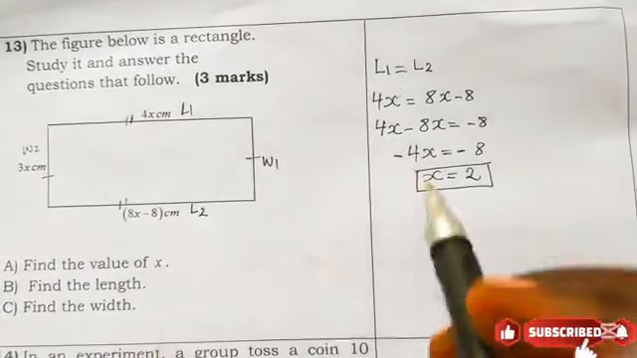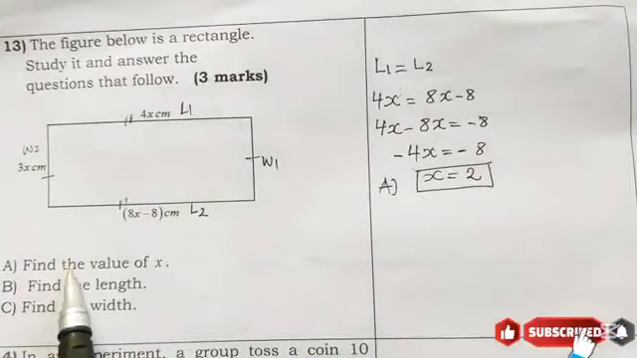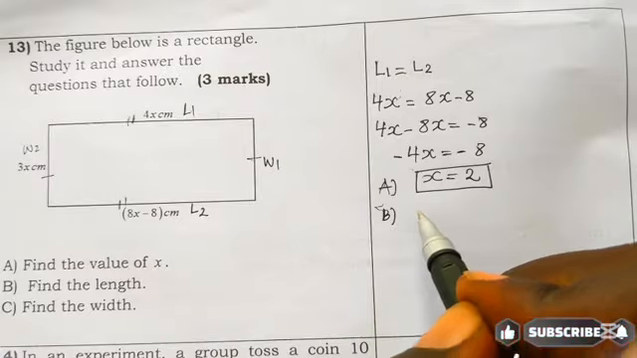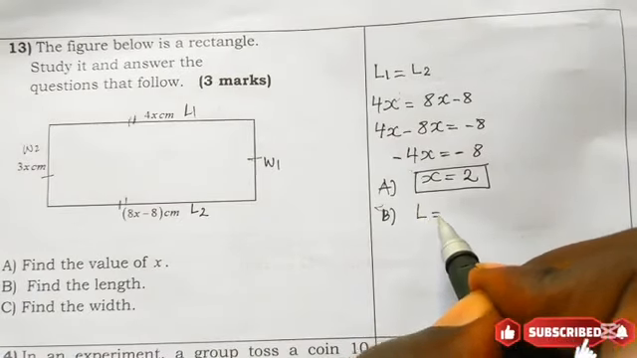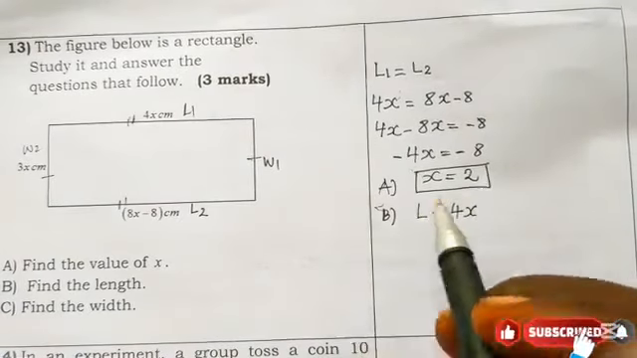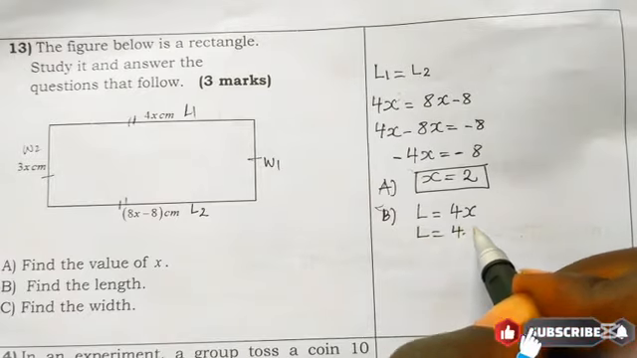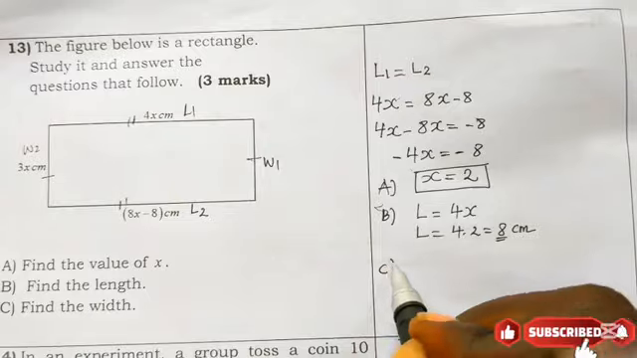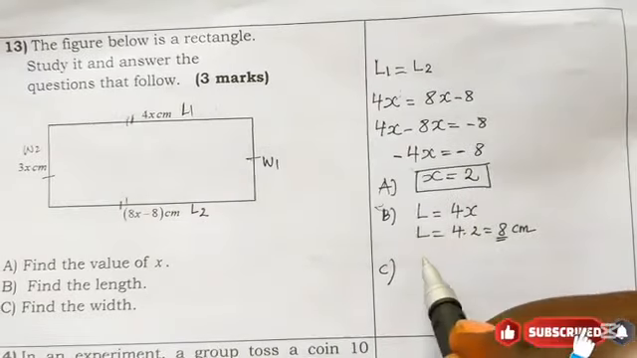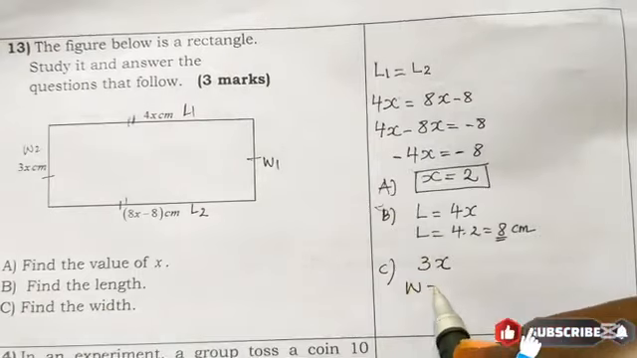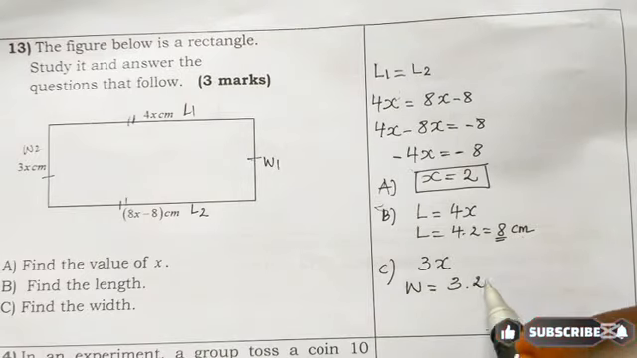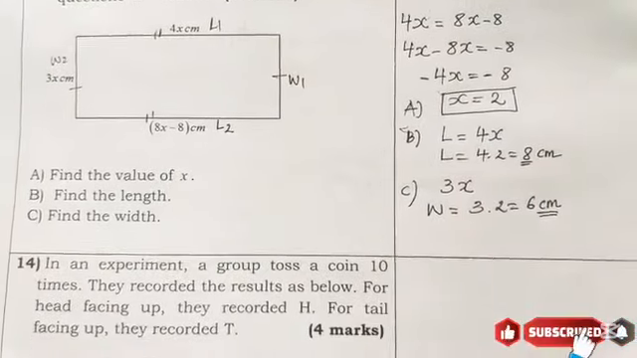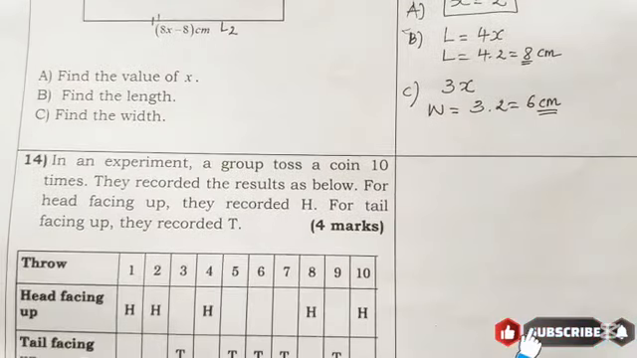This is part a, because we are supposed to find the value of x. Then b, find the length. Length is equal to 4x. So length will be 4 times 2, which equals 8 centimeters. C, find the width. Width is equal to 3x, so width will be 3 times 2. This is 6 centimeters.